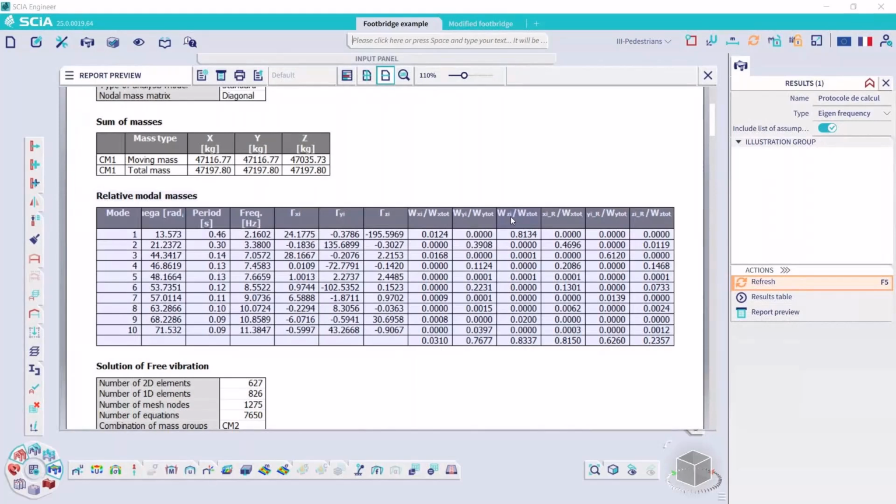vertical direction. If you look at the second mode, it has 39% mass participation in the Y direction, but its frequency of 3.38 is very high and it falls outside the range of critical frequencies for horizontal loading. So the only direction that we will consider in this example will be the vertical one.